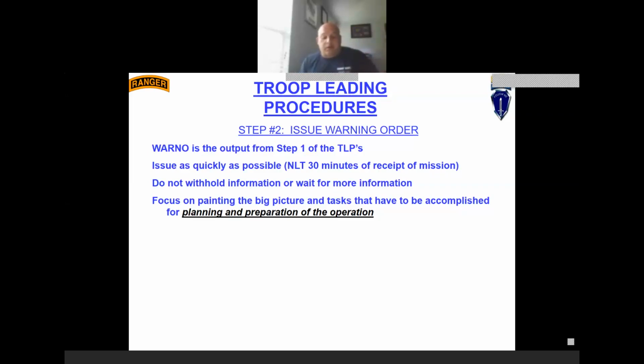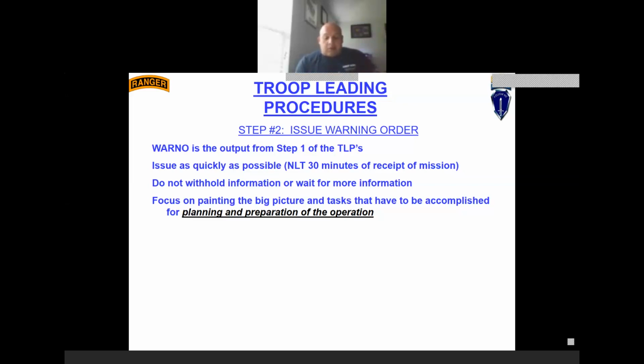Do not withhold information or wait for more information. Arm your subordinates with as much information about the upcoming mission as possible so they have the time to plan and prepare. Focus on painting the big picture and the tasks that have to be accomplished. This includes information on the enemy, natural terrain and higher headquarters plans, and any specific information for preparing the unit. Leaders also must pass on any other instructions or information they think will help Spartans prepare for a new mission.